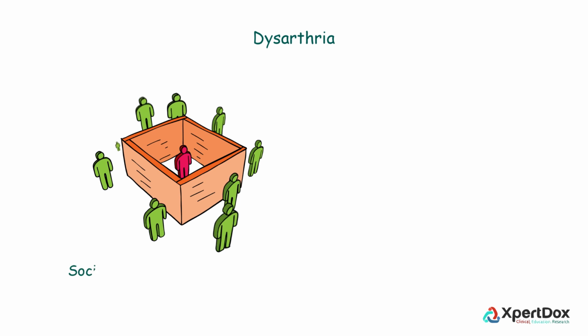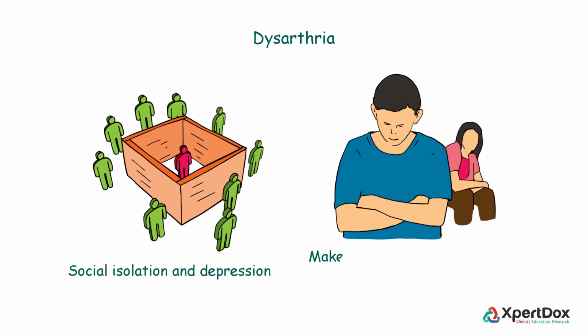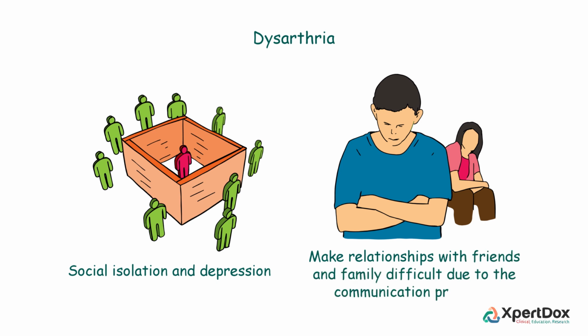Complications of dysarthria include social isolation and depression in some affected individuals and may make relationships with friends and family difficult due to the communication problems they face.